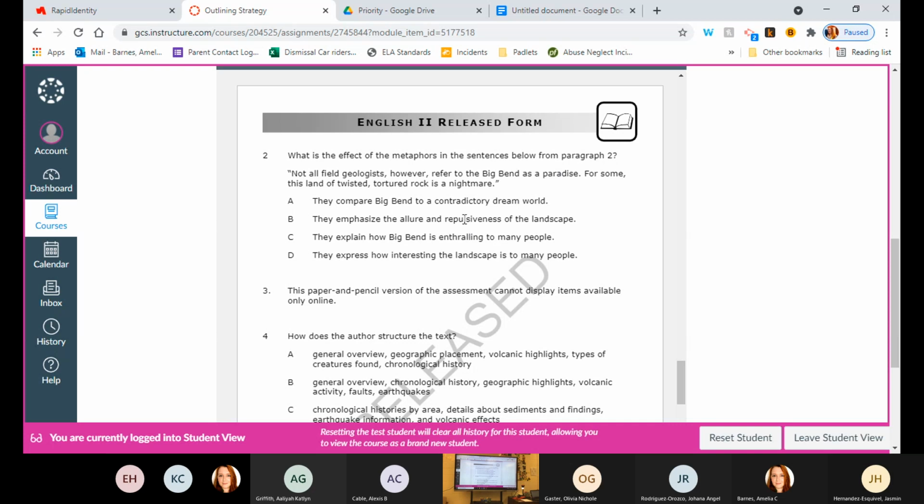What about B? They emphasize the allure and repulsiveness of the landscape. Does that fit what's going on in this sentence in any way? Does this seem plausible? You don't think so? Okay, what does allure mean? Like attraction. The attraction to something. So allure is attraction. Repulsiveness is what?